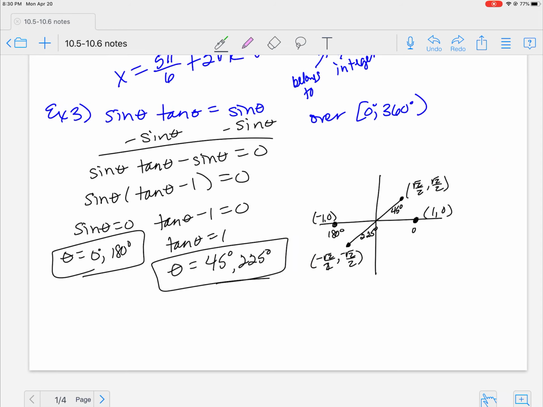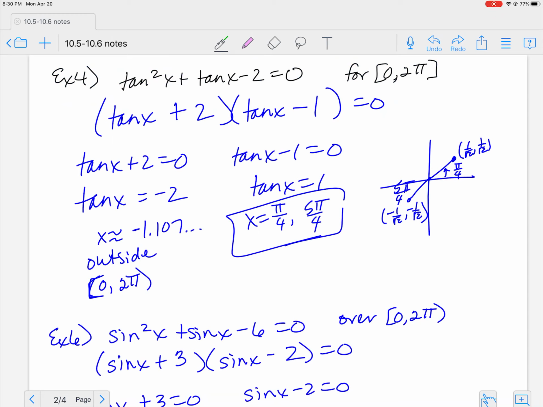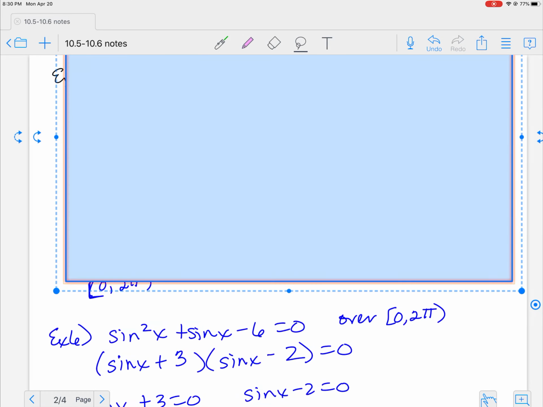Okay, let's do some more. Yeah, let me see if I can bring that back. I don't know if that's helping you or not. Paste. Yeah, I don't know.